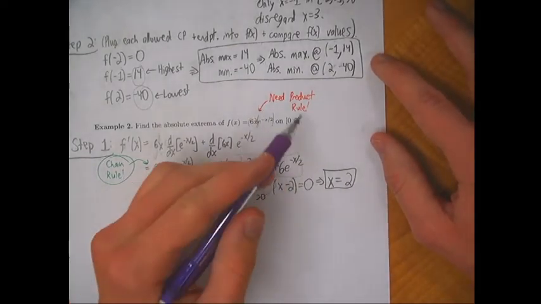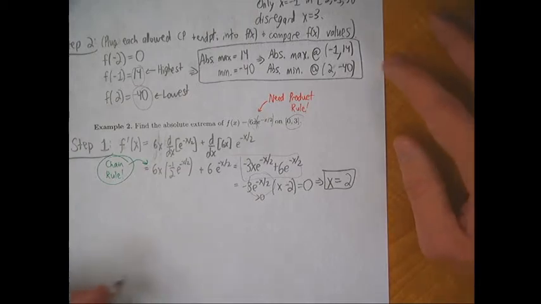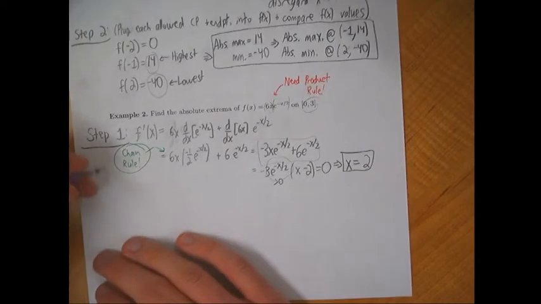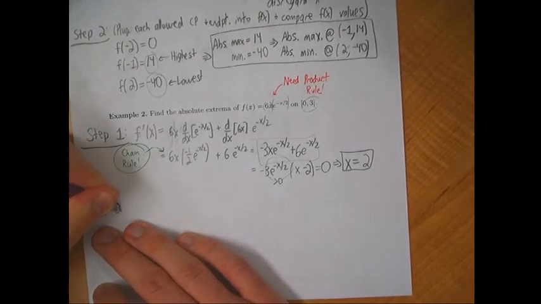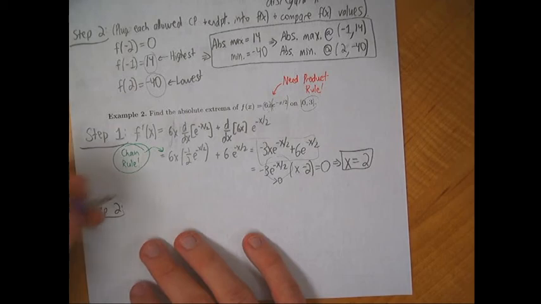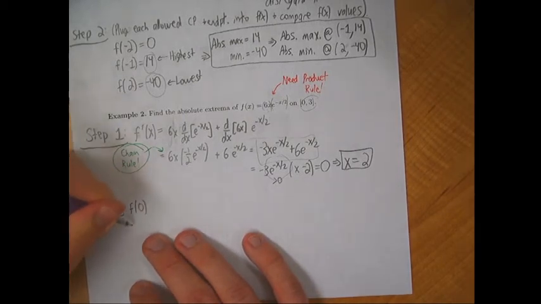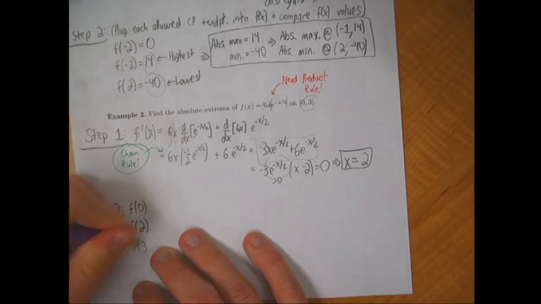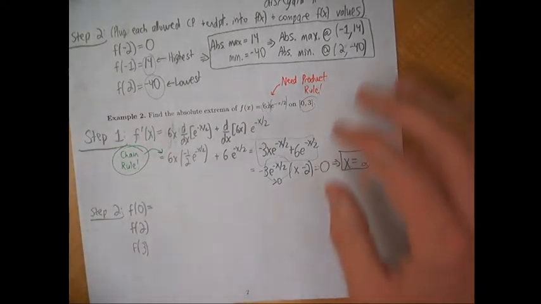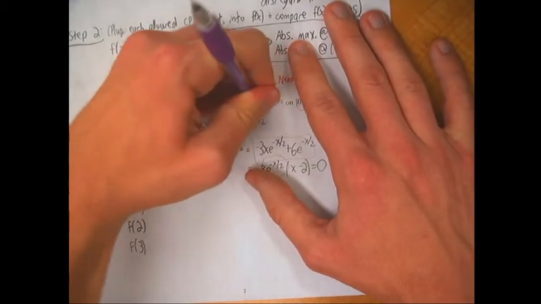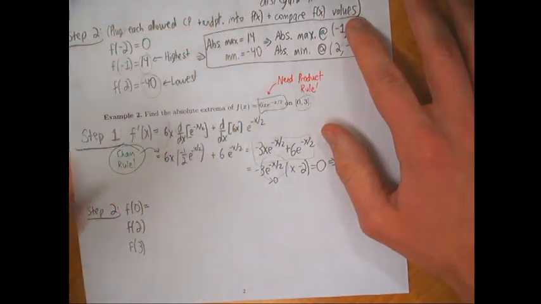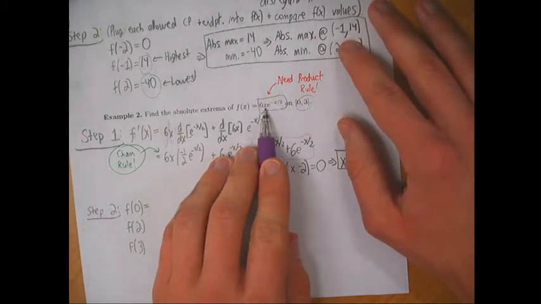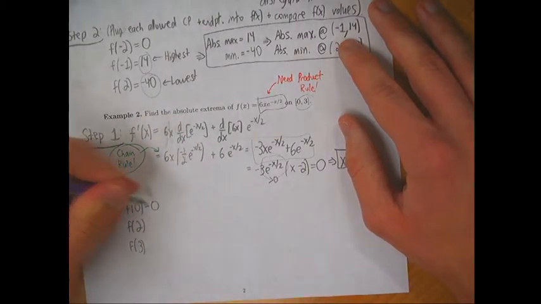Since that's inside our interval, that means this is going to be one of 3 points we have to consider in step 2. So step 2, let's go ahead and plug that in. We have f of 0, f of 2, and f of 3. If we plug 0 back into our f of x that we had up here, the fact that there's an x factor here should pretty quickly tell you that f of 0 is just going to be a big fat 0.